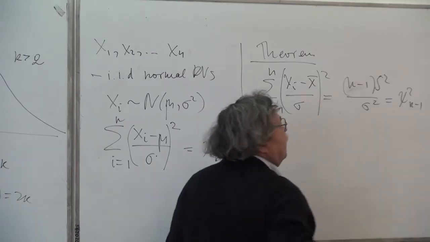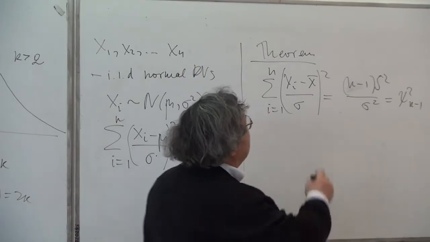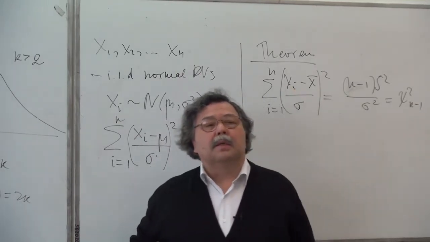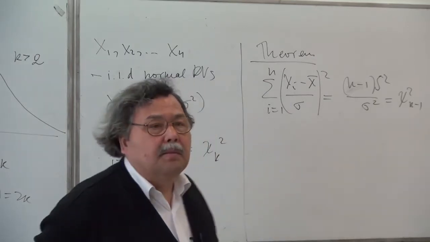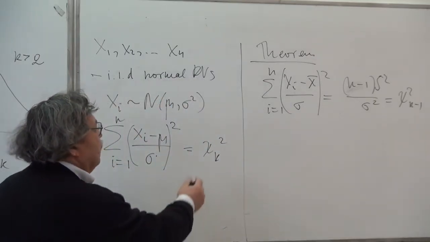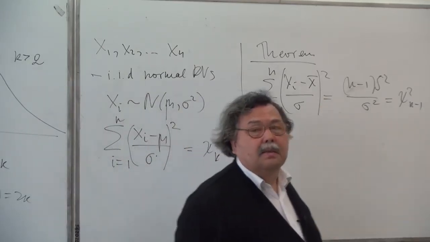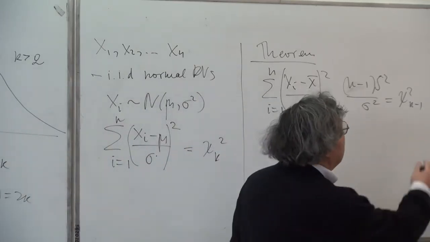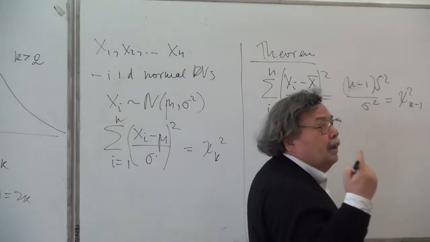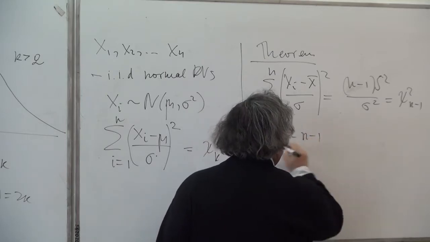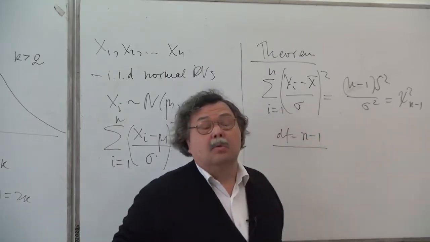It turns out that this kind of sum follows a chi-square distribution, but not with n degrees of freedom as we might have expected. No, it's n minus 1. So the number of degrees of freedom here is n minus 1. Why so?